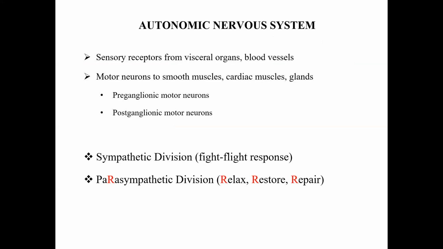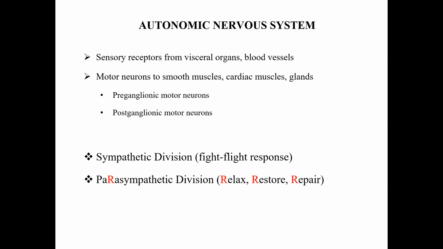All right. The autonomic nervous system has, again, like any other aspect of the nervous system, sensory receptors and motor neurons. The sensory receptors are from your visceral organs and from the blood vessels, and they take the information to the central nervous system. And the autonomic motor neurons carry the nerve impulses from the central nervous system to smooth muscles, to cardiac muscles, to all the different glands in our bodies.